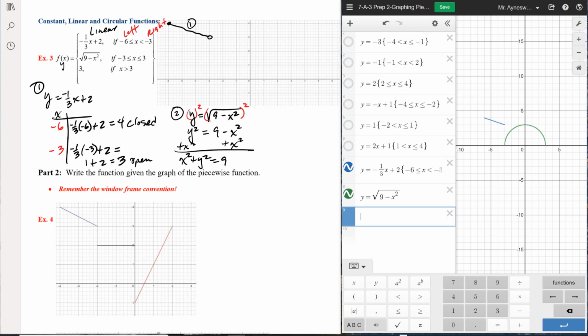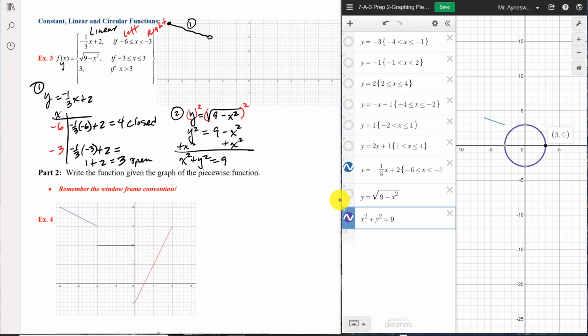Now, I'm going to enter this in just to show you. Watch what happens. So I'm going to turn off the previous one, and I'm going to type in x squared plus y squared equals 9. And notice that we get not a semicircle, we get a whole circle with a radius of 3. From 0 to 3 is a radius of 3. Okay? So why is the given function half a circle, and why is this function the whole entire circle?